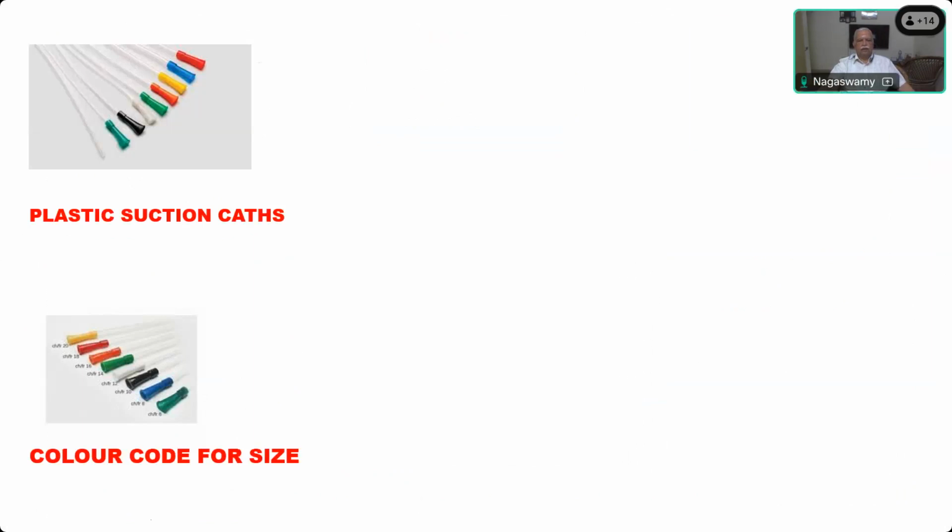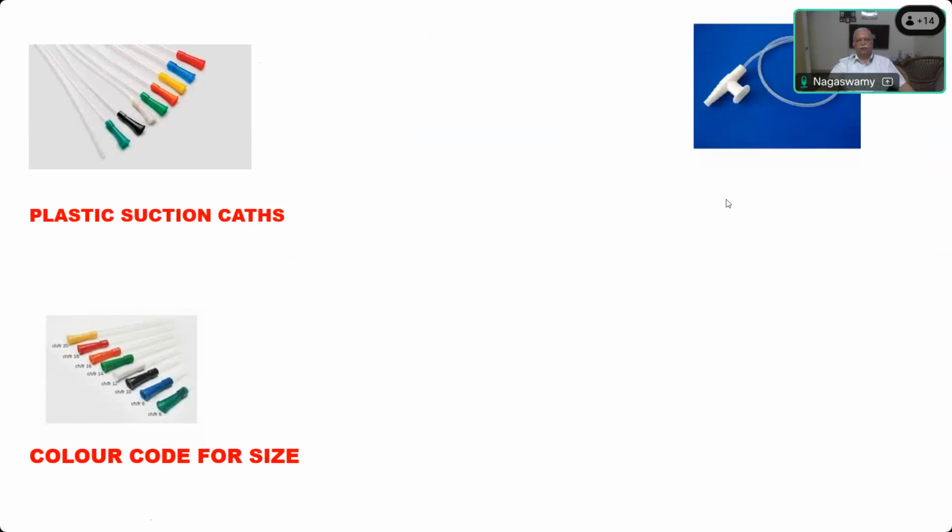So, color coded for size. What is this? In this tube, if you attach it to the suction tip, metal tip or the plastic tip, and use it, do you have control over the suction? No, sir, it will be sucking continuously. Whereas here you have Replogle tubes, for intermittent suction, a tube which you can suction with pressure control. The Replogle tube is used in tracheoesophageal fistula to empty the upper pouch. Replogle is something different.